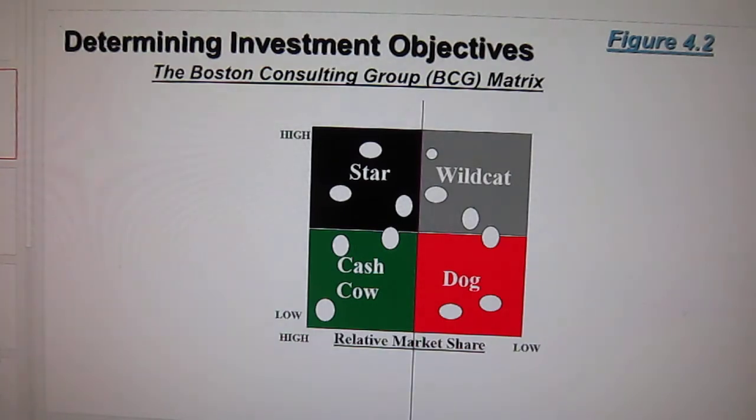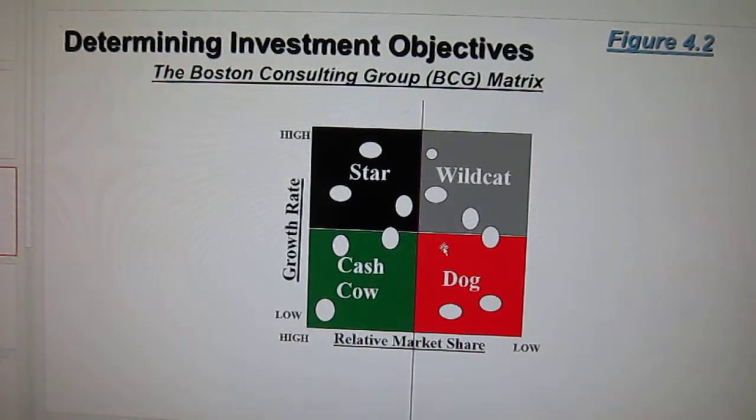So it's all relative. And the reason why a dog has low growth rate, low market share is because nobody's buying it. Cash cow has high market share but low growth rate because everybody's already buying it. So the opposite reason for low growth rate for a dog. So if you have 90% market share, your growth rate is not going to be very high. So what do you do with a relative low market share, low growth rate?